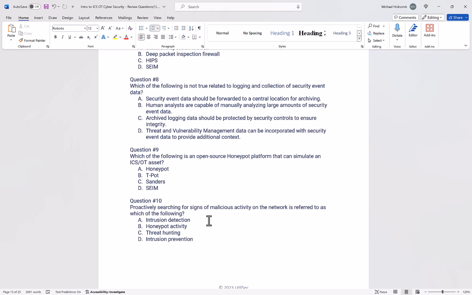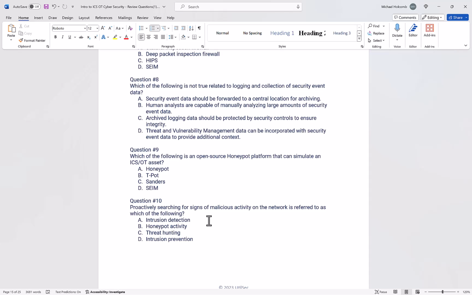Question 9, which of the following is an open source honeypot platform that can simulate an ICS OT asset? The big one there is T-Pot. Yeah, B. There's a couple out there. Conpot's another one, but T-Pot is the one I'm more familiar with. Chris Sanders wrote the book on honeypots that we were talking about, so definitely check it out if you want to learn more about those. But the answer for question 9 is B, T-Pot.